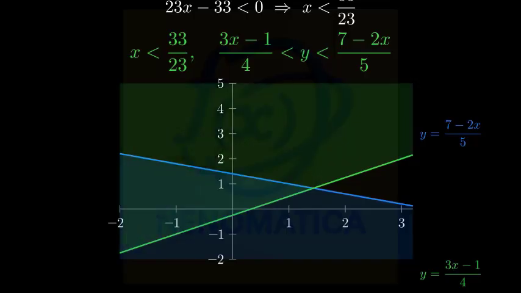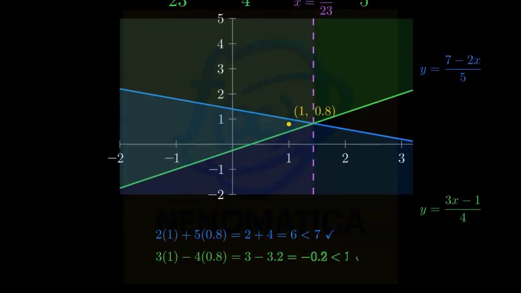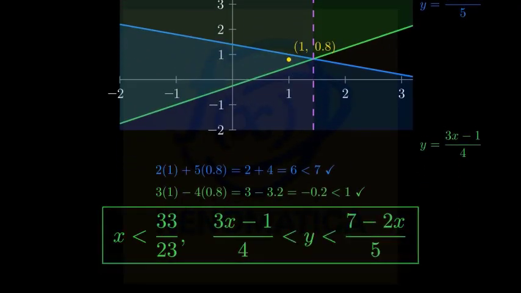The blue region is below the blue line, and the green region is above the green line. Our x condition, x less than 33 over 23, is shown by a purple dashed vertical line. The valid region is to its left. We'll test a sample point in the region to confirm. Final result: x is less than 33 over 23, and y is strictly between (3x minus 1) over 4 and (7 minus 2x) over 5. This matches the graphed region. Below the blue line, above the green line, and to the left of the purple vertical boundary.